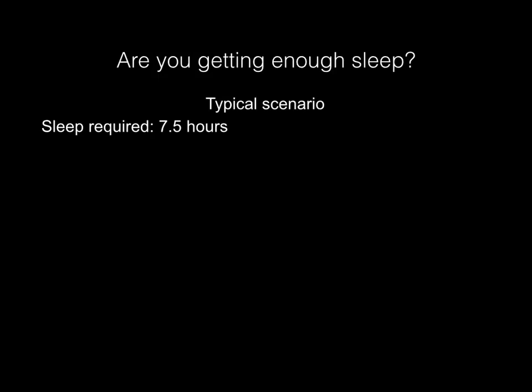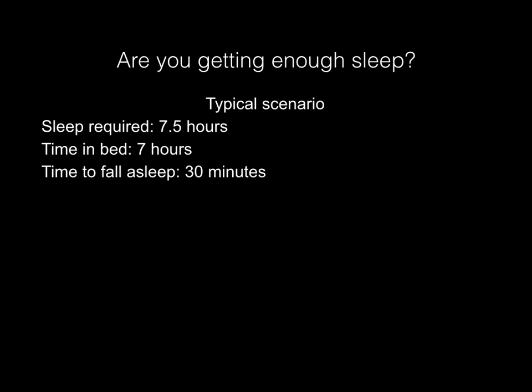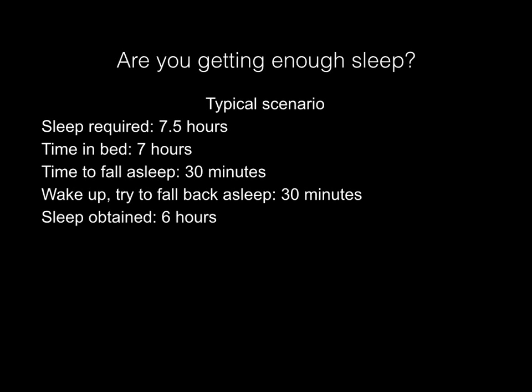People on average need 7.5 hours of sleep per night. But you might only spend 7 hours in bed. Now suppose it takes you 30 minutes to fall asleep. Then you wake up in the middle of the night and it takes you another 30 minutes to fall asleep. So you only get 6 hours of sleep. Sound familiar?